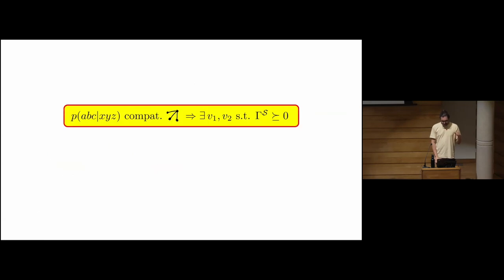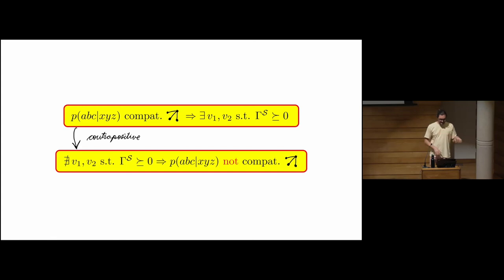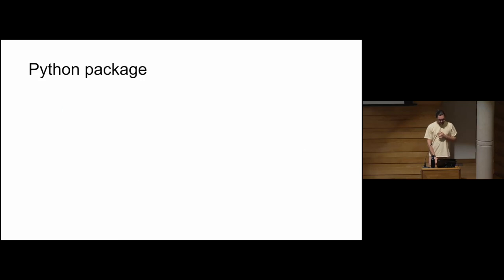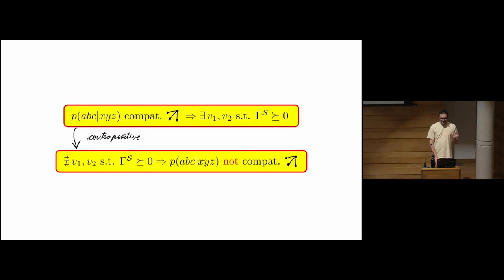So, well, I didn't prove to you, but I told you that if the probability vector is compatible with my network, then this big matrix should be fillable with numbers such that it's positive semi-definite. And if you do the contrapositive, then if you cannot find these numbers, then you know that your probability is not compatible with the quantum network. And basically, that's it. That's all you need to know.